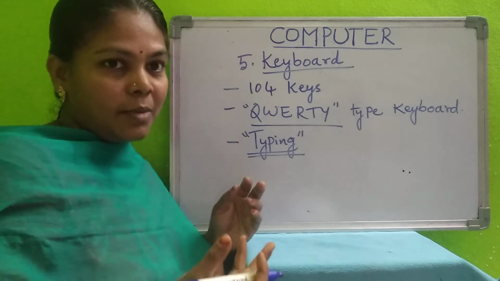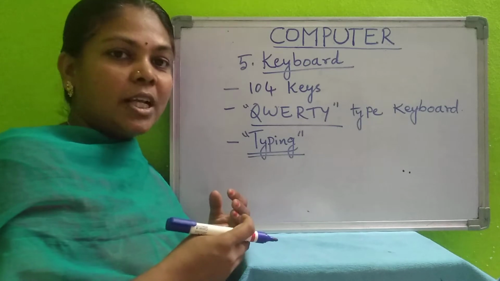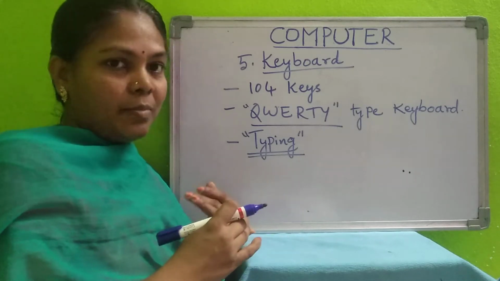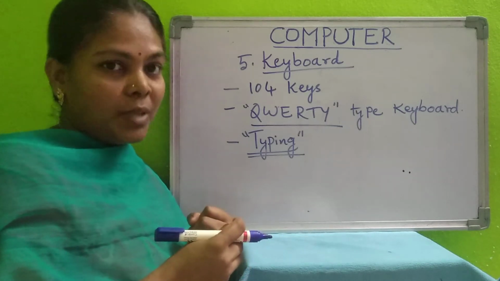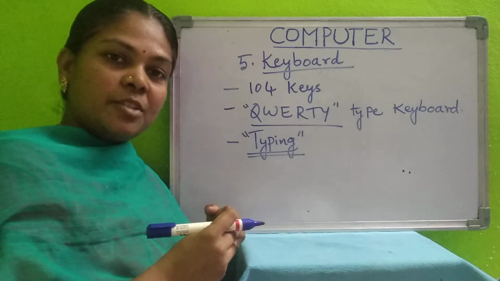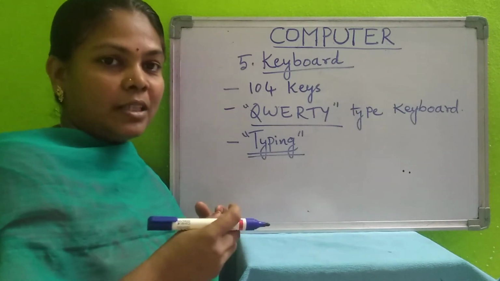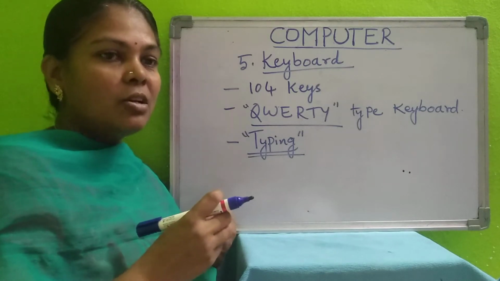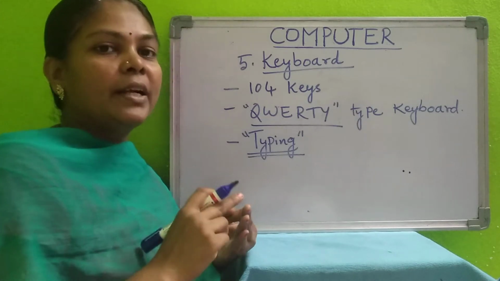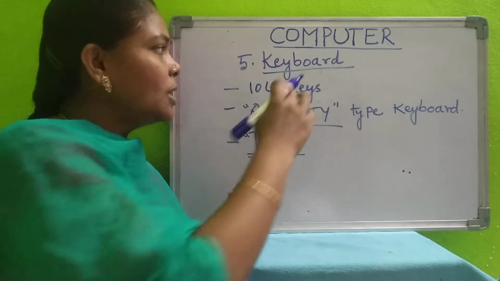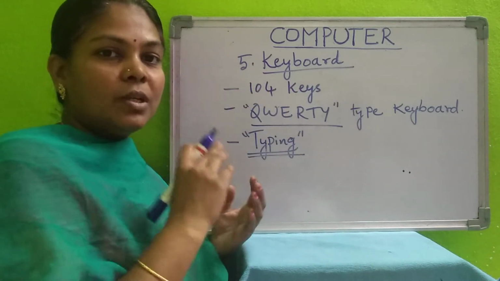So what we can type? We can type letters. Suppose you want to write any information. That time we need letters. And we want to write any numbers. We can type numbers also. And we need some special characters like ampersand, star symbols, dollar symbol, like that. To type special characters also we use keyboard. So we can type letters, we can type numbers, we can type special characters using keyboard. And we have different keys, some special keys to work with those.